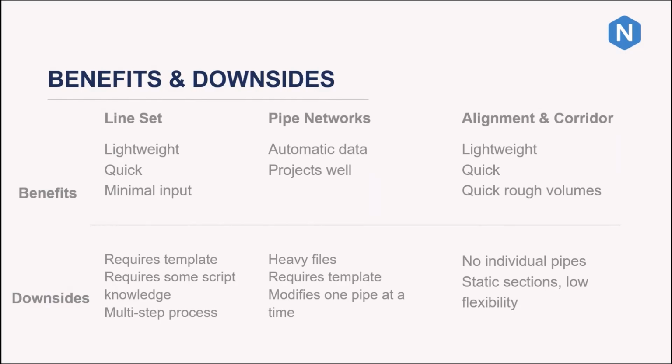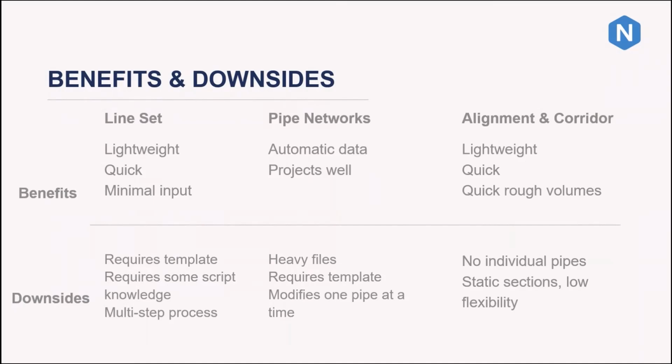If we talk about alignment, it is again very quick and takes a template, but it doesn't really show that much. You get a 2D version, something that looks good in plan, but you don't get that much in 3D. So if you're looking for something 3D, line set and extrude is a better way of doing it.